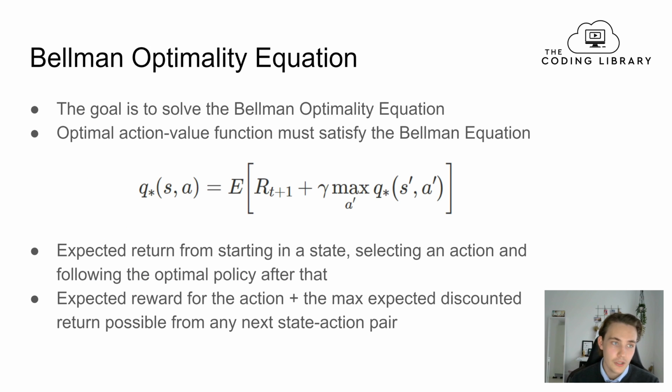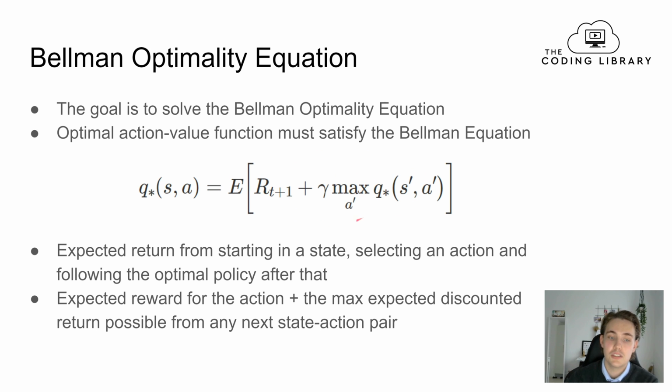So now we're going to talk about the Bellman optimality equation, where the goal is to solve the Bellman optimality equation, and the optimal action value function must satisfy the Bellman equation when we're trying to solve it. So the Bellman optimality equation is the equation here to the left, and then our action value function to the left here, where we're given a state action pair. So this is the Q value. It must satisfy, or it must be equal to, the Bellman equation here on the right.